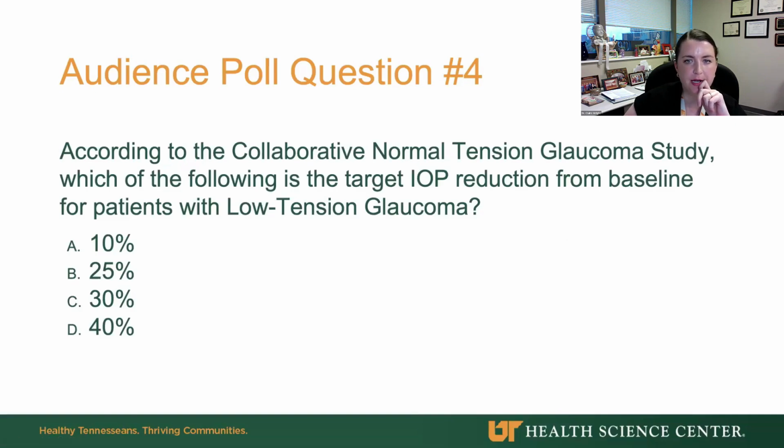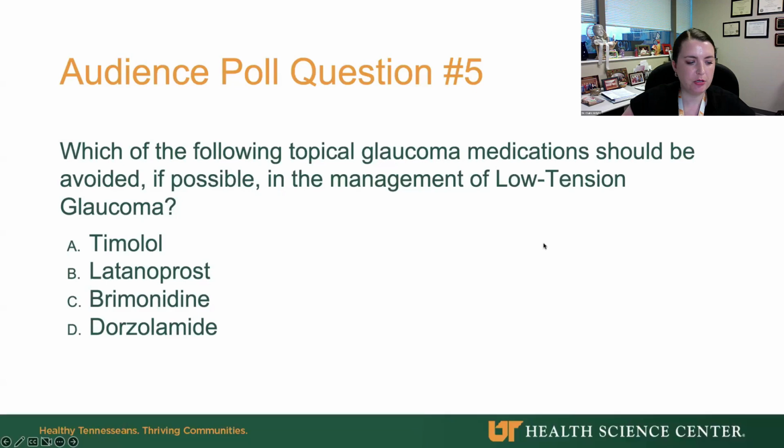All right, good. So 89% of you nailed it. The answer is 30%. If you think about this, it actually kind of makes sense. These patients are coming in with already normal to kind of low normal pressures. You want to get that lower, so you're going to need a lower pressure goal compared to what they're coming in with at baseline. So 30% target IOP reduction from baseline is the correct answer as delineated by the collaborative normal tension glaucoma study. Good. Last question.